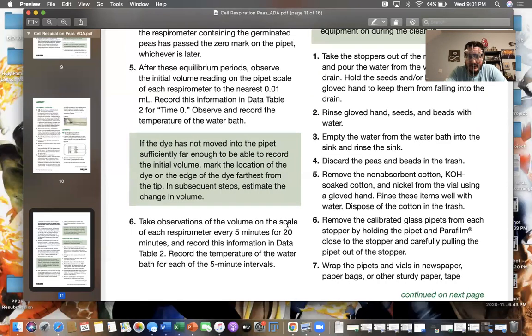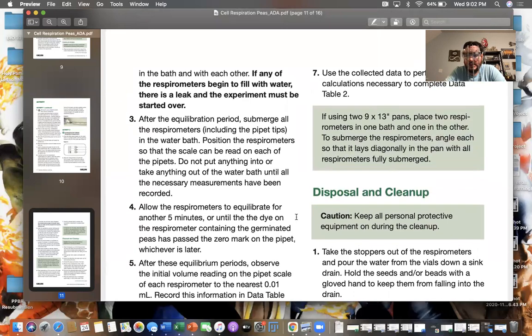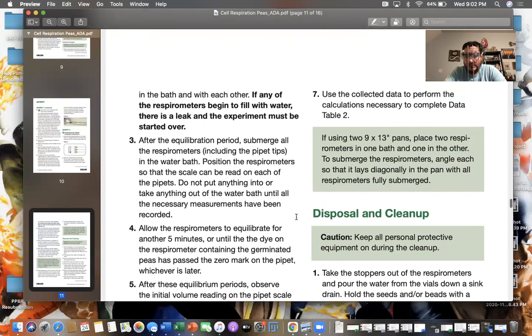Take observations of the volume on the scale of each respirometer every 5 minutes for 20 minutes and record this information in data table number 2. Record the temperature of the water bath for each of the 5-minute intervals. Yep, so every time you're going to be taking the reading, recording the temperature, taking the reading, recording the temperature.